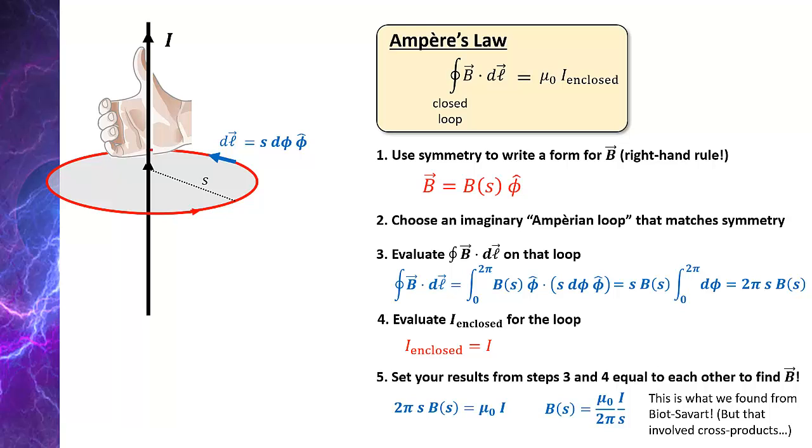This shouldn't be much of a surprise. This is what we found from Biot-Savart, but that involved cross products and doing an integral that was nasty. We didn't really have to do much at all. We just had to use the symmetry of the problem in order to use Ampere's law. So that's the advantage of using Ampere's law, similar to Gauss's law.